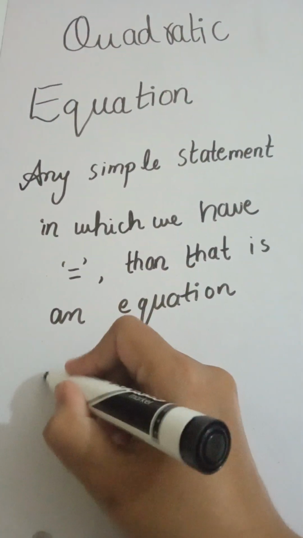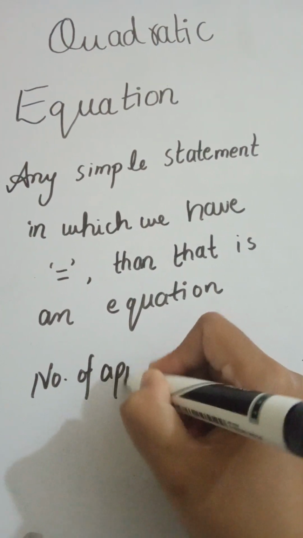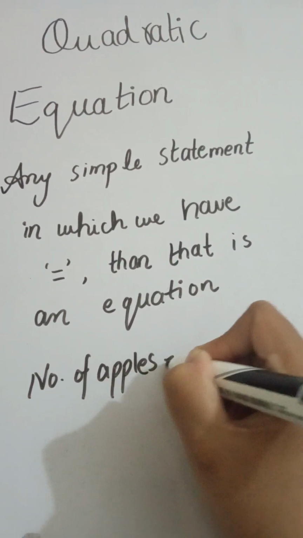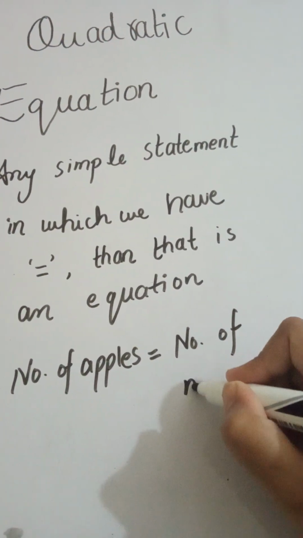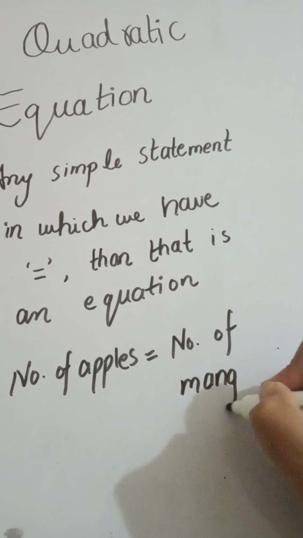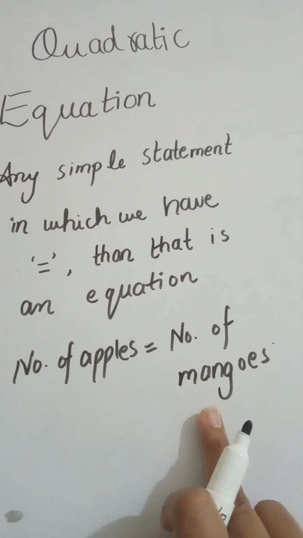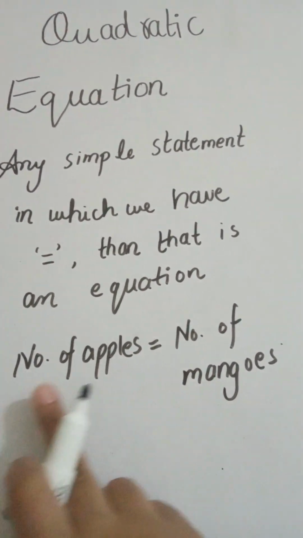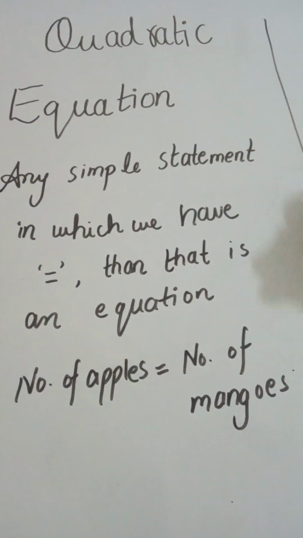For example, number of apples are equal to number of mangoes. Like for example, a person has some apples and some mangoes, but the number of apples and the number of mangoes are the same. So we can write them as an equation. Okay, now equation is done.